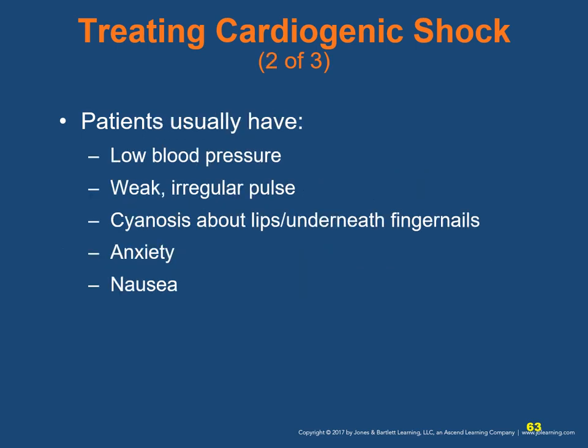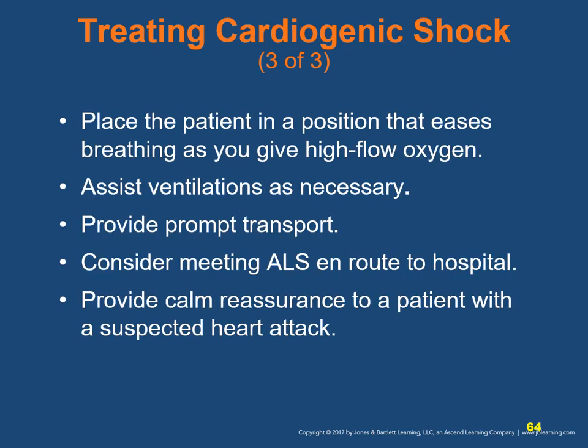Other signs and symptoms include weak, irregular pulse, cyanosis around the lips and underneath the fingernails, anxiety, and nausea. Place the patient in a position that eases breathing as you give high-flow oxygen. Assist ventilations as necessary and have suction nearby in case the patient vomits. Provide prompt transport. If ALS is not already on the scene, consider a rendezvous en route to the hospital if available. Provide calm reassurance to the patient who has had a suspected heart attack.